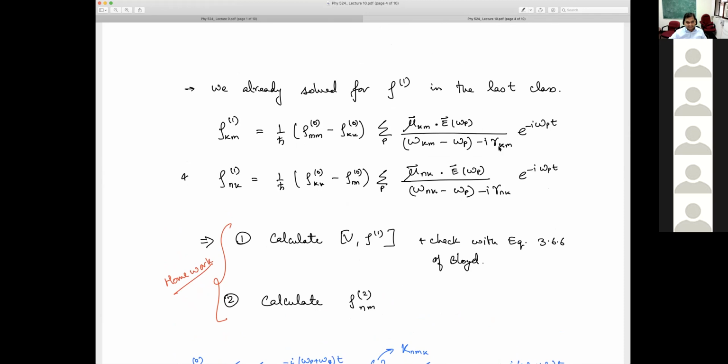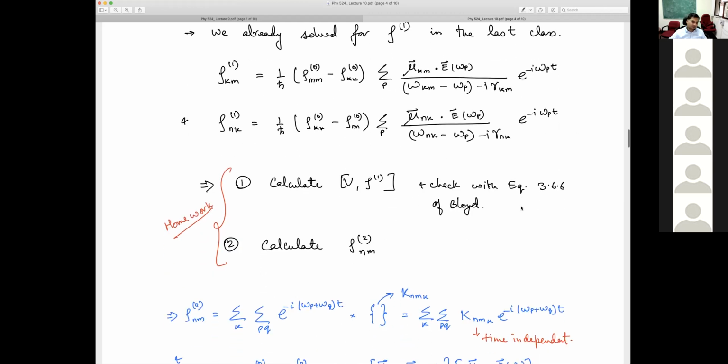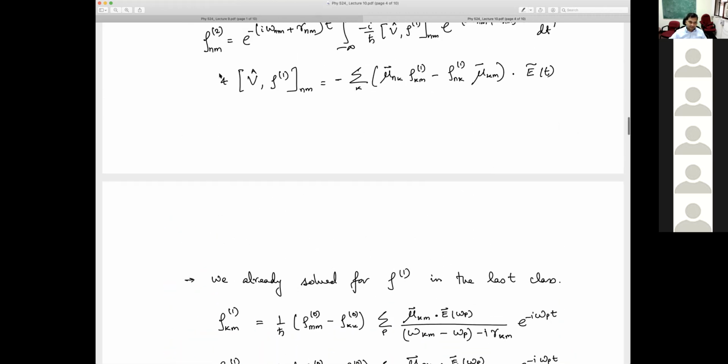So rho 1 is this, and rho 1 of nk is exactly this. I'll just change the notation, km going to nk, so you can match. The m is the second index, n is the first index. First index, second index, and similarly you can match the other term. So rho 1, sum over p, since the electric field can come in different frequencies, and so on. Now using this we can explicitly calculate this term.